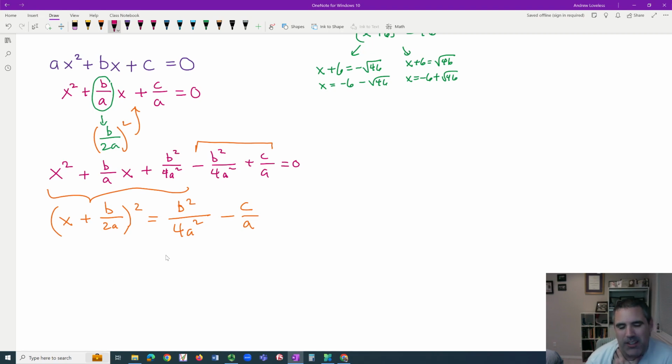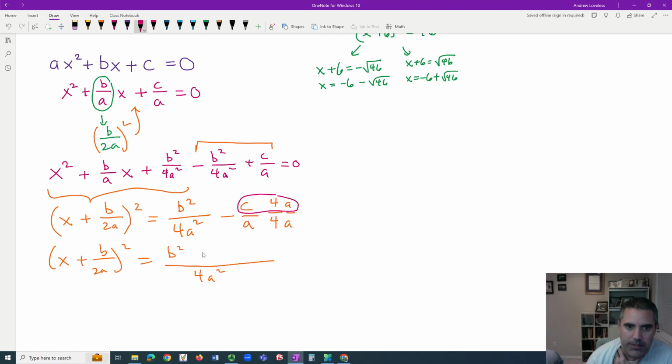Now at some point, somebody was like, if I take the square root, it's really messy. Is there anything I can do to make that look a little nicer? And there is. I can get a common denominator, but that would require I multiply top and bottom by 4 and top and bottom by a. And that's going to give me x plus b over 2a squared is equal to b squared over, and now I can put this 4a squared. And then I have these three numbers, c, 4, and a. So it's negative, and people like to write 4ac. And now you see the formula forming.